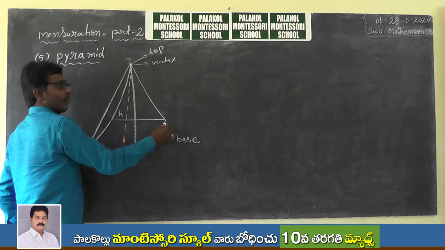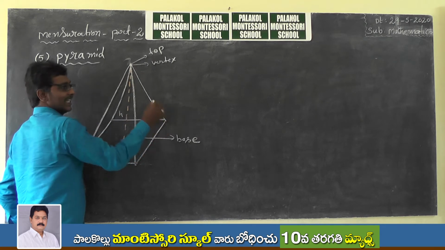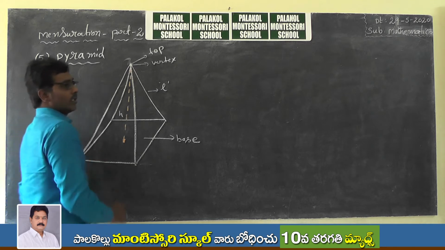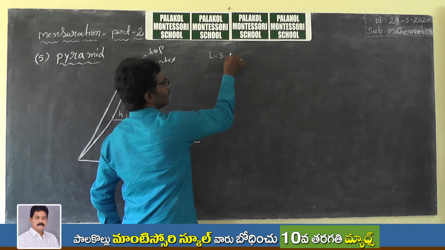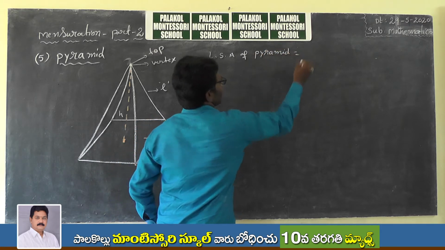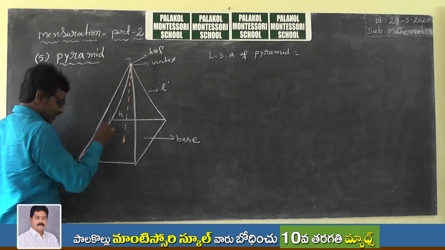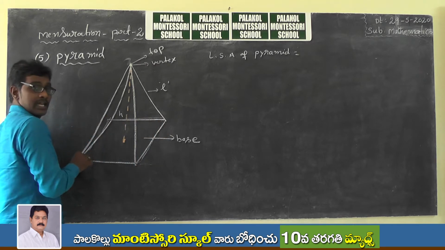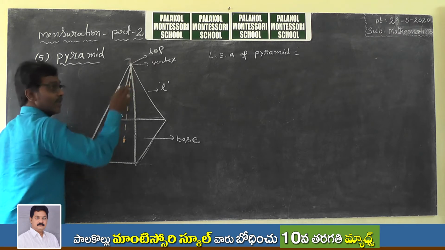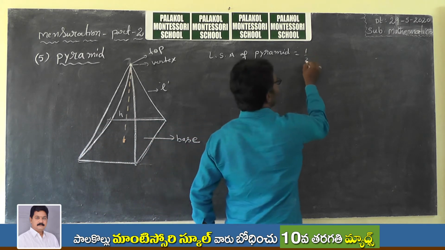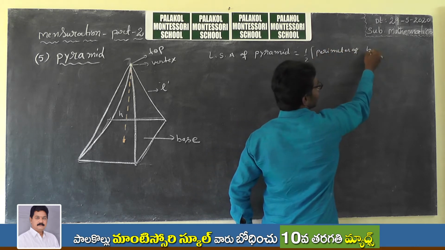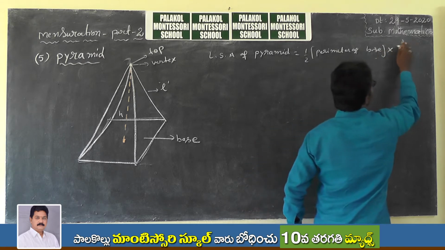Joining the vertex to one point of the base forms a line called the slant height, l. Now the lateral surface area of a pyramid. It depends on the perimeter of the base, but here only one base is there. The base and top are not the same. That's why I write half of the perimeter of the base into the slant height.